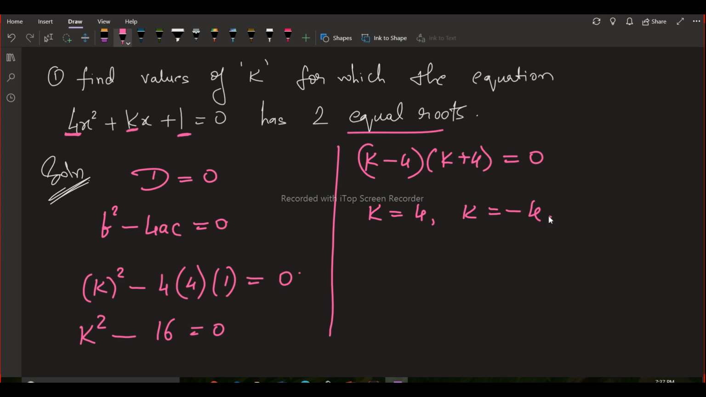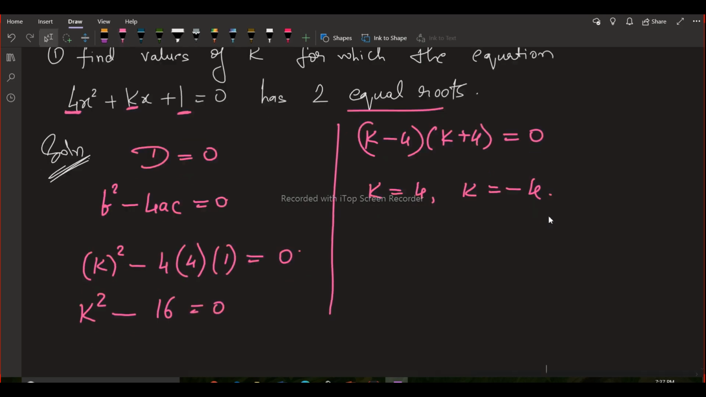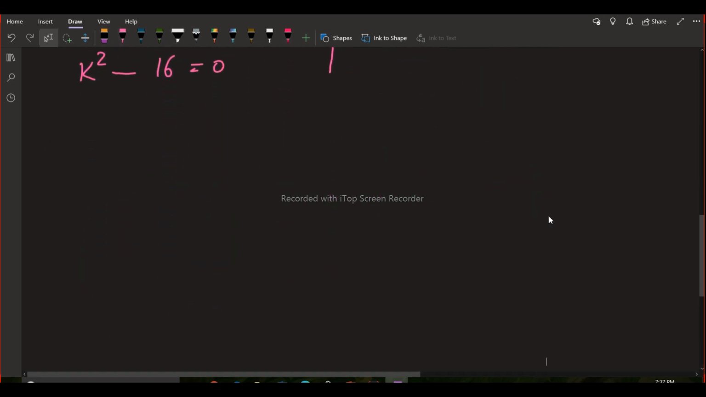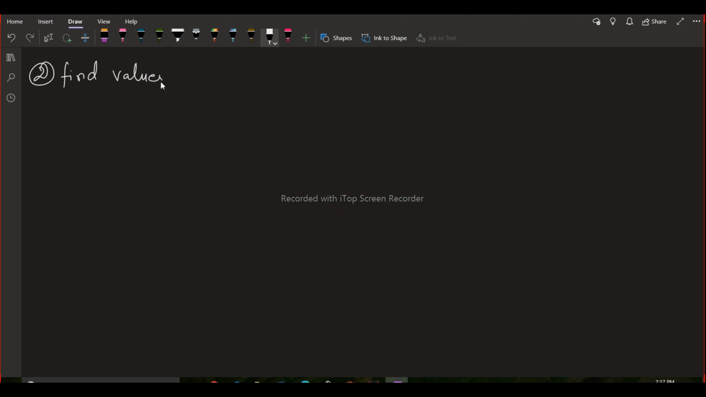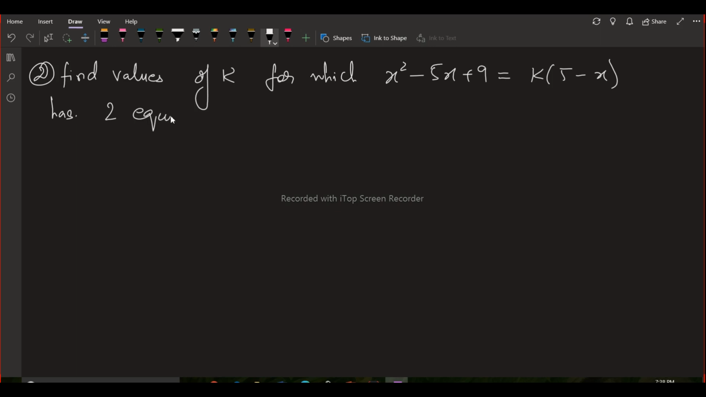Let's try one more question. Let's say now we have a question like this. Find values of k for which the equation x square minus 5x plus 9 is equal to k into (5 minus x) has two equal roots.